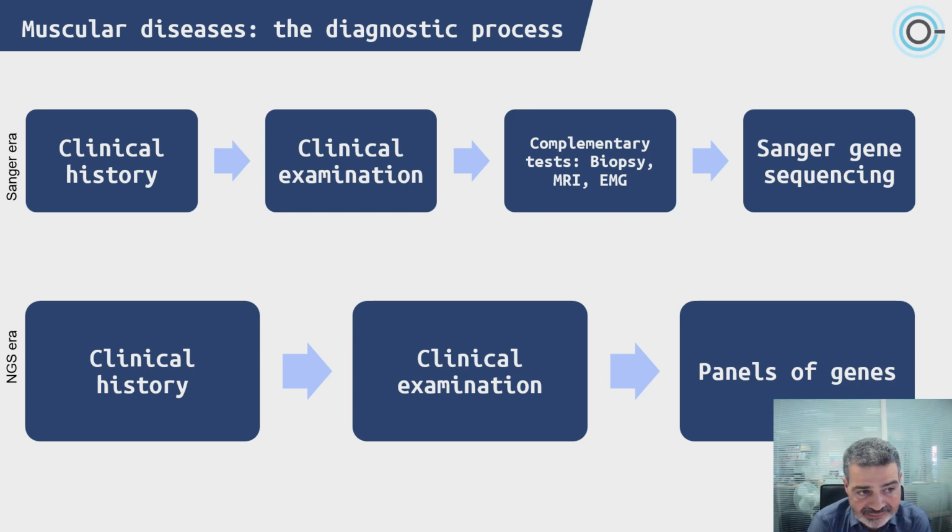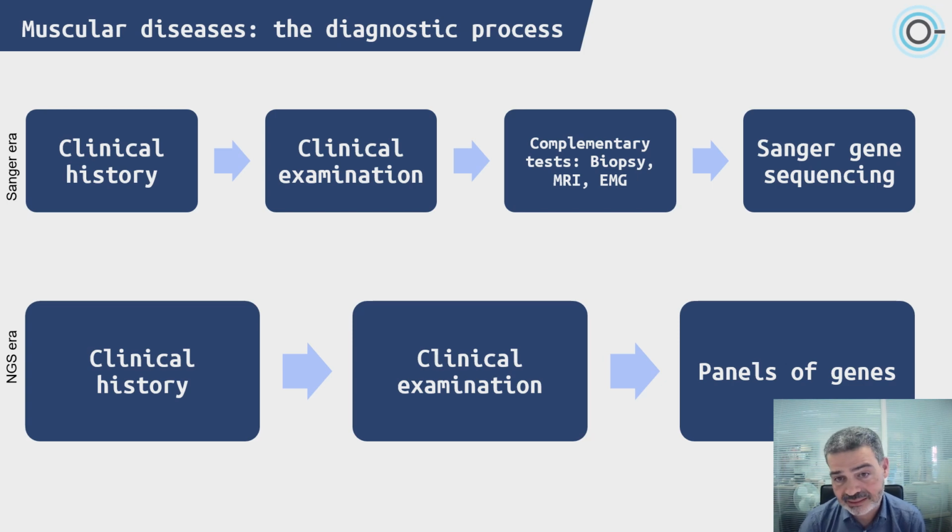In the Sanger era, so this is before we had the revolution of the next generation sequencing, where genes were sequenced one by one, the diagnosis process started with the clinical history and clinical examination of the patient. Then we were performing different complementary tests, like for example muscle biopsies, MRI or electromyography, to identify the more plausible or the more potential cause of the disease, the candidate gene, and then we were doing the sequencing of that gene. If we identified a mutation, the diagnosis was closed.